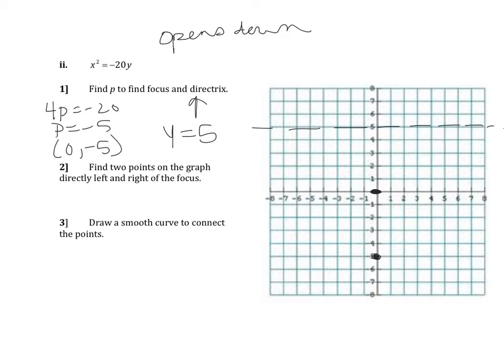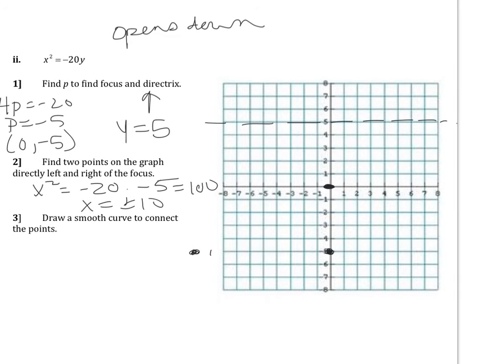Okay, so for two points on the graph directly left and right of the focus, we have two choices here. One, we can substitute in negative 5 for y. If I substitute negative 5 for y, I get negative 20 times negative 5 is 100. So that makes x plus or minus 10. So I can go to the left to negative 10. Oops, poor planning, I don't have enough room on my coordinate plane. And to the right 10. And then I could draw my parabola.